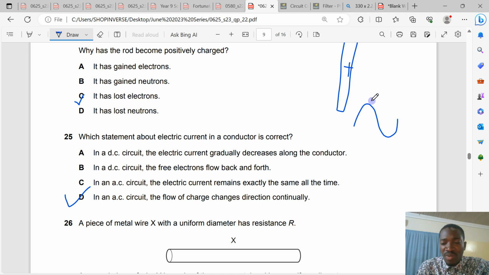One half cycle is going in one direction, the other half cycle is going in the other direction. So current continues to go to and fro through the conductor. That's the case of AC.